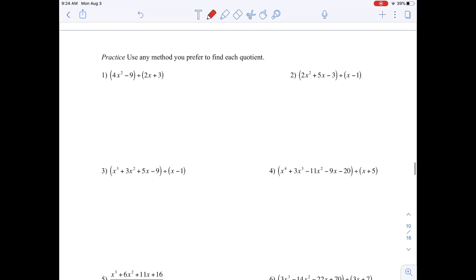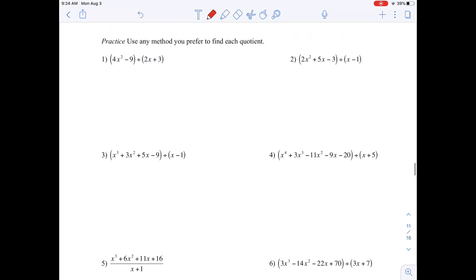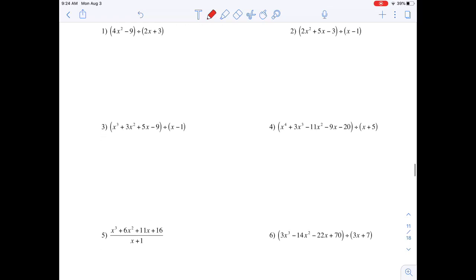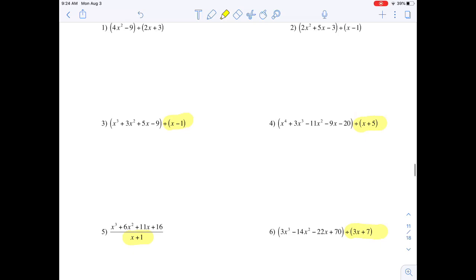Okay, so you can now see that there's a number of additional examples for you to practice, and you're welcome to go through and try different methods. In a general look, if you notice any of these ones that you're dividing by just x minus 1 or x plus 1 or x plus 5, all of those you can do synthetic. However, when you get to a question like number 6, where you're dividing by 3x plus 7, unfortunately for that one, you'll have to go back either to long division or reverse box method, okay? So you're not going to be able to do synthetic division with that one.